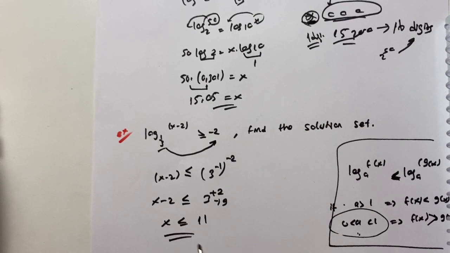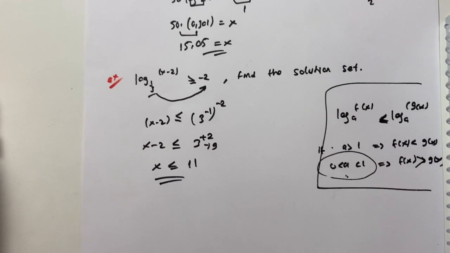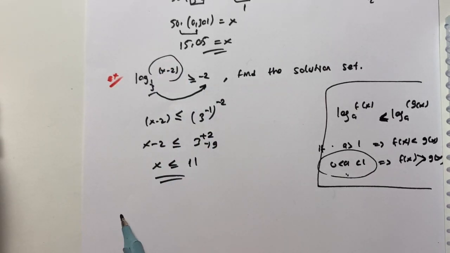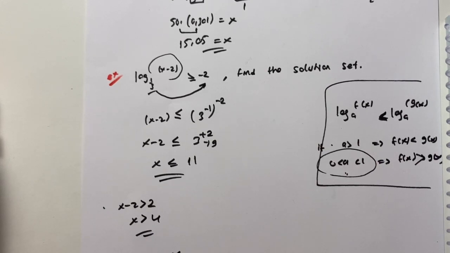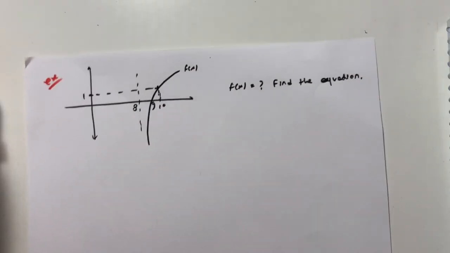And now we get this interval for x, but we also need to make sure that these powers must be greater than 0, so we also check that. And now we learn that x must be greater than 4, and now we just write our interval for x. Now, as you can see, x must be greater than 4 and must be equal or less than 11. So let's continue with this question.